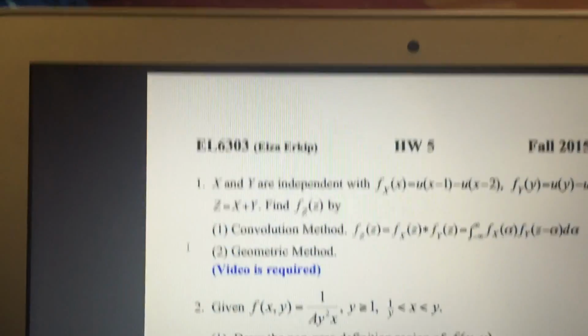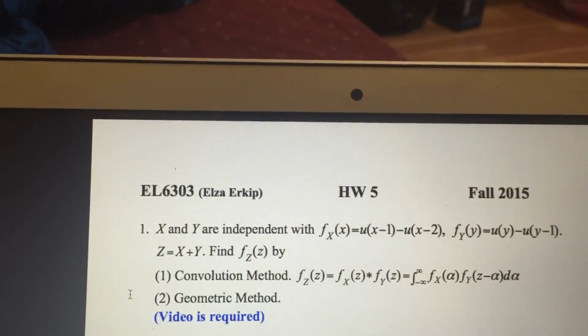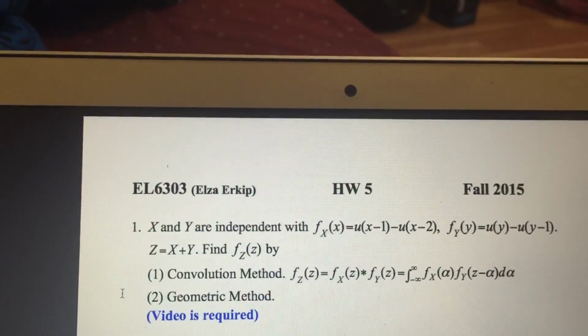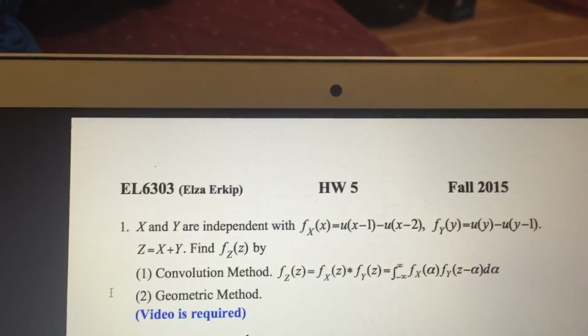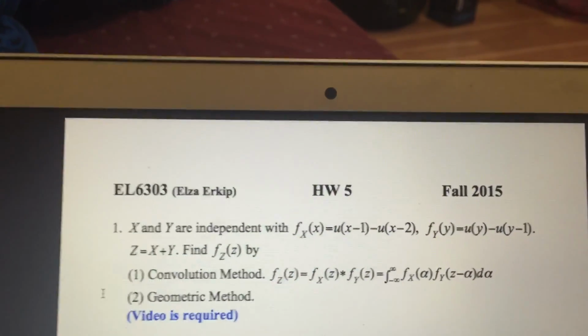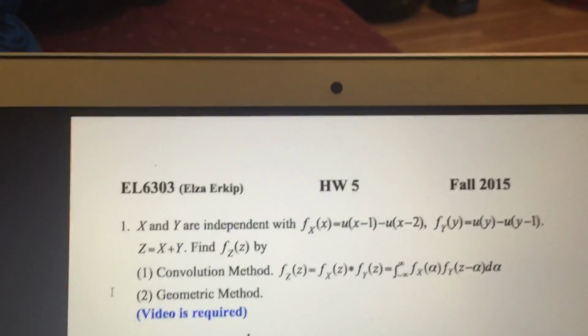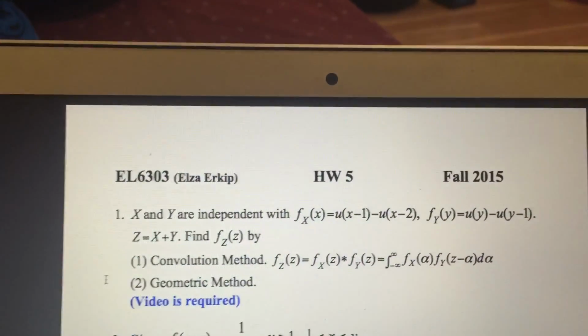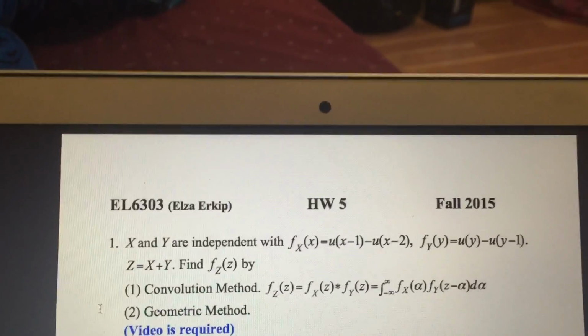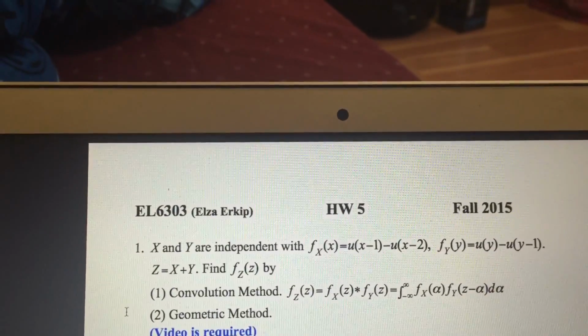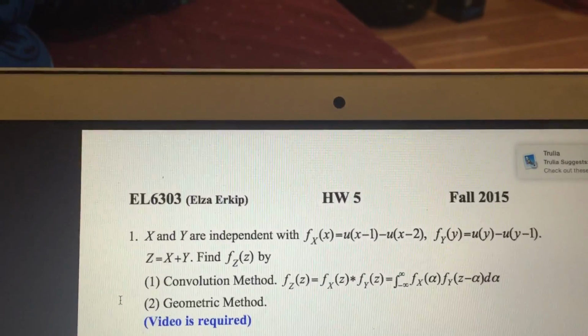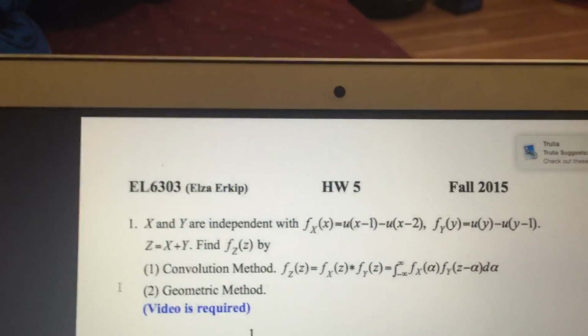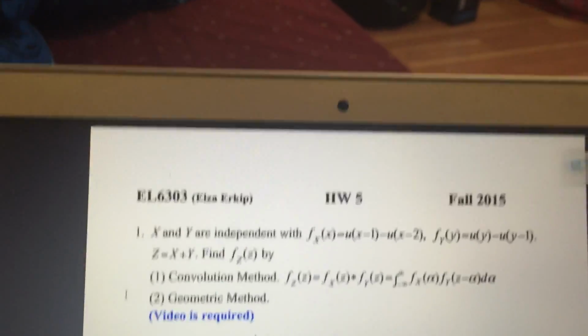So the first question says find it by a convolution method. We know that x and y are independent. That's why we know that f of z can be found by convolution method. Had these not been independent, convolution method would not be possible. So in this case, we are shifting f of y.